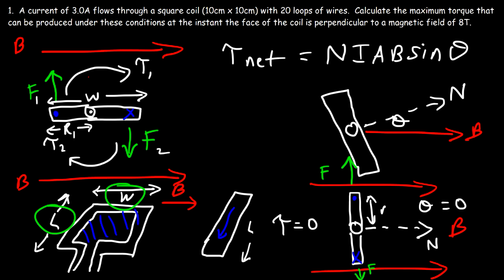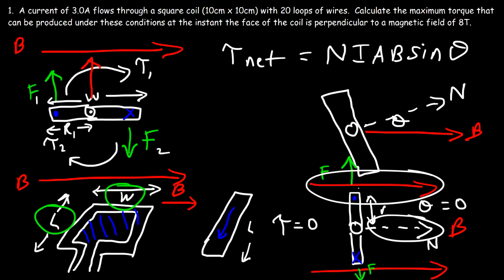So when the normal line is perpendicular to the magnetic field, sine 90 is 1, so that's when the maximum torque will be produced. But when the normal line is parallel to the magnetic field, sine 0 is 0, so there will not be any torque produced. So just keep that in mind. Now let's go ahead and finish this problem.